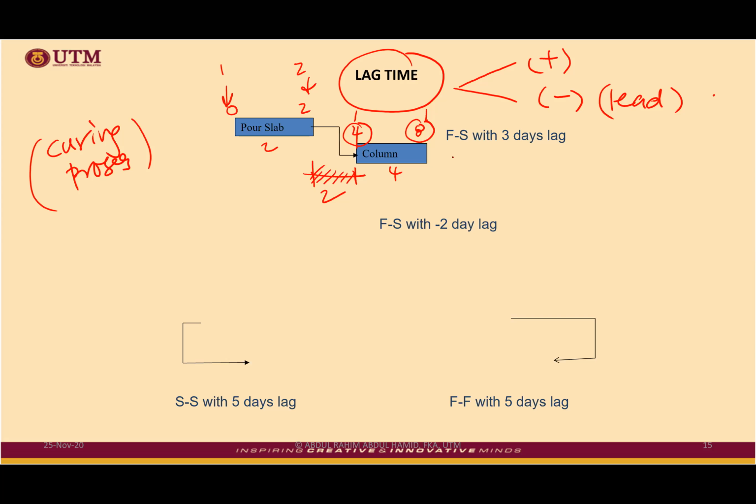You see? And the way we draw this relationship is FS plus 3. Plus 3 is the one that indicates a lag of 3 days. Why do we not make those things an activity? Because curing is not an activity. It's just a waiting period. We better reserve activity for the real activities. Otherwise, our diagram will be full of what we can call unnecessary activities.